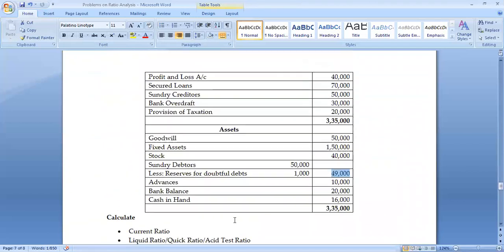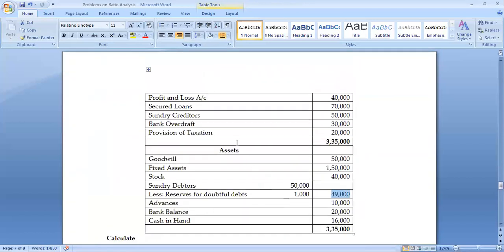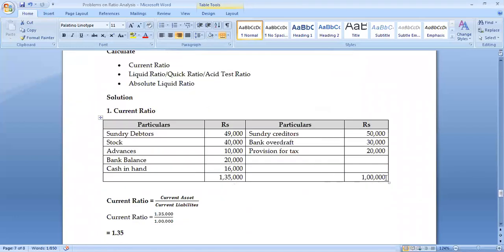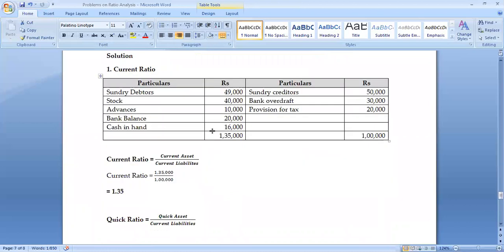So now look at the liability. This and all will not appear. Secured loan will not appear because only the short term is considered. Sundry creditors, bank overdraft, provision for taxation. So that gives you 1 lakh. So 1,35,000 divided by 1 lakh.